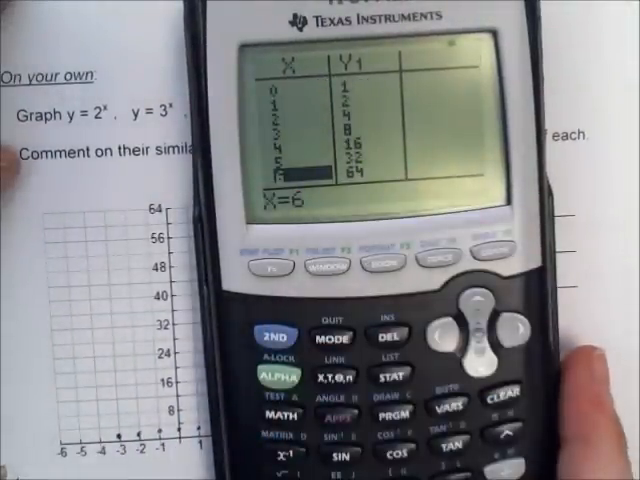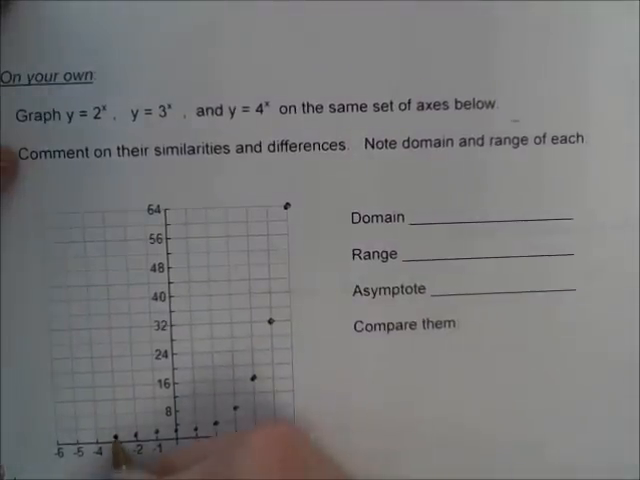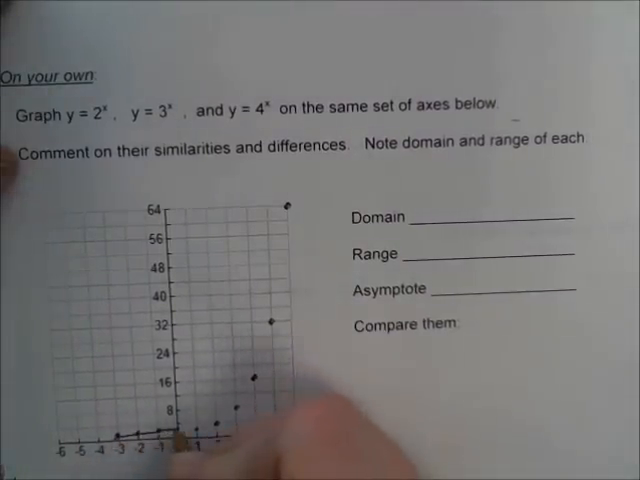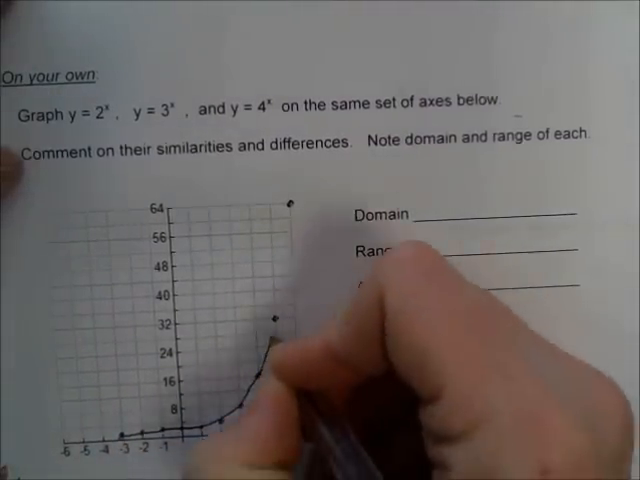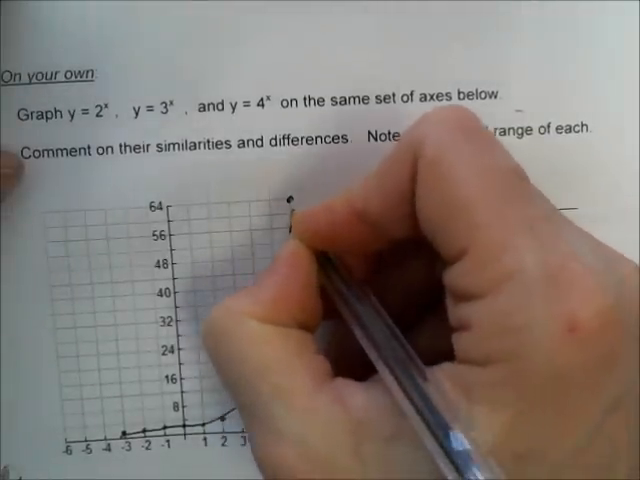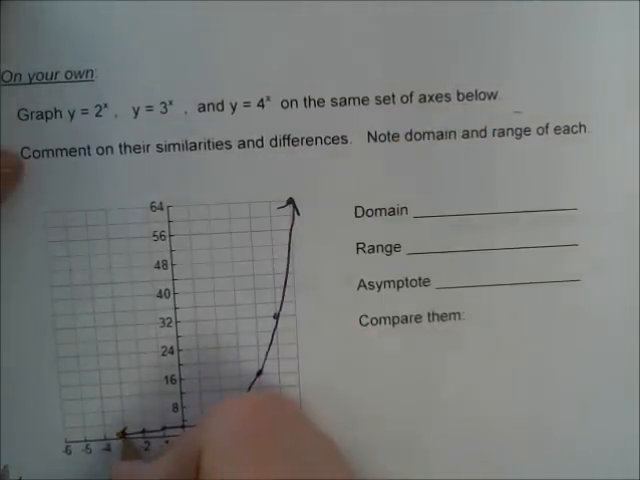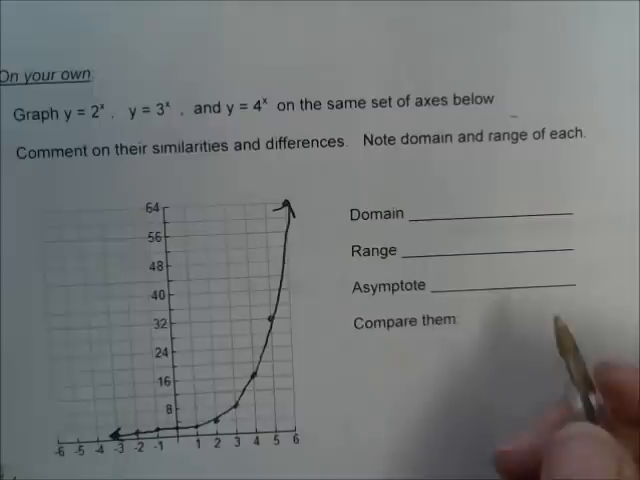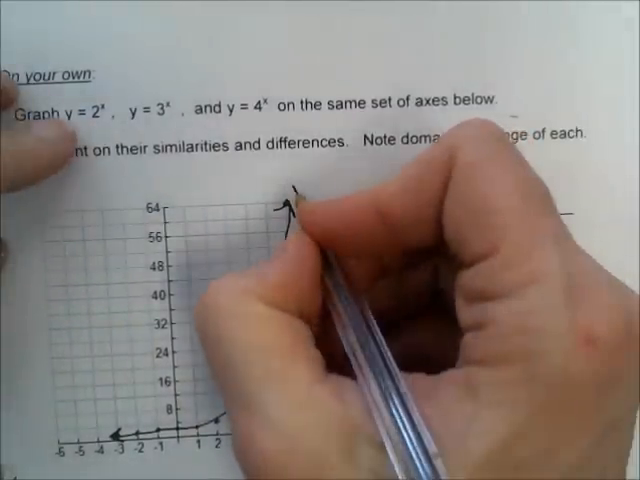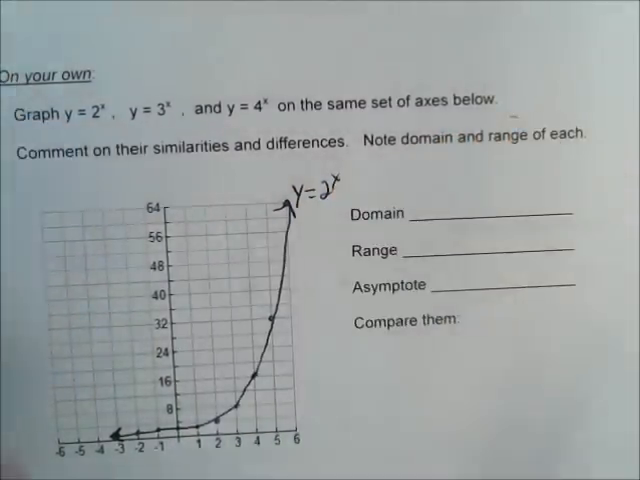6, 64 would be one of those points. So here in black, I'm going to put arrows on the end because these graphs really keep going. I didn't tell you what the domain was. So this one is y is equal to 2 to the x power.